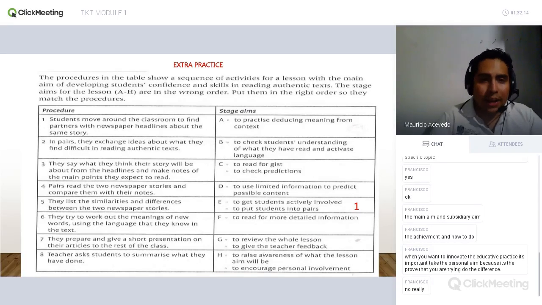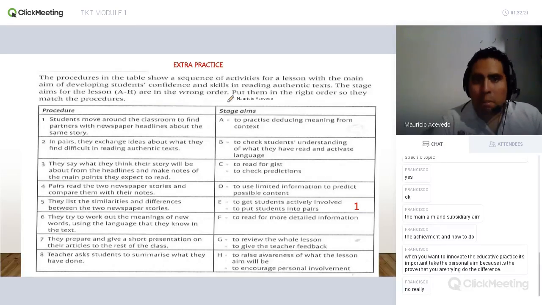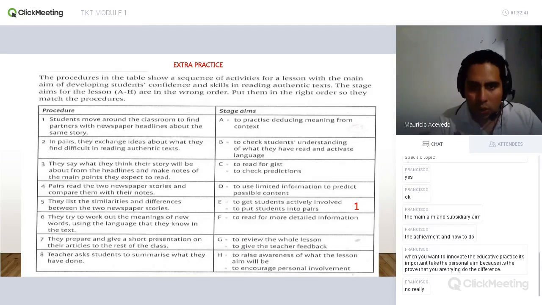Okay, so here we have the procedure. Remember, Francisco, those are the activities, and we have the stage aims, but they are in disorder. So try to put them in the correct order. I'm going to give you an example. Procedure one. Students move around the classroom to find the partners with new papers headlines about the same story. Okay, so they move, they look at what story you have, and so on.